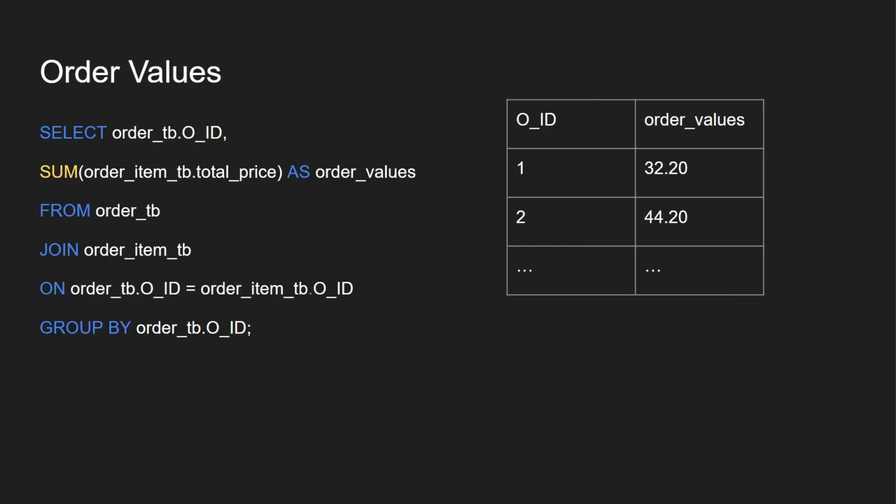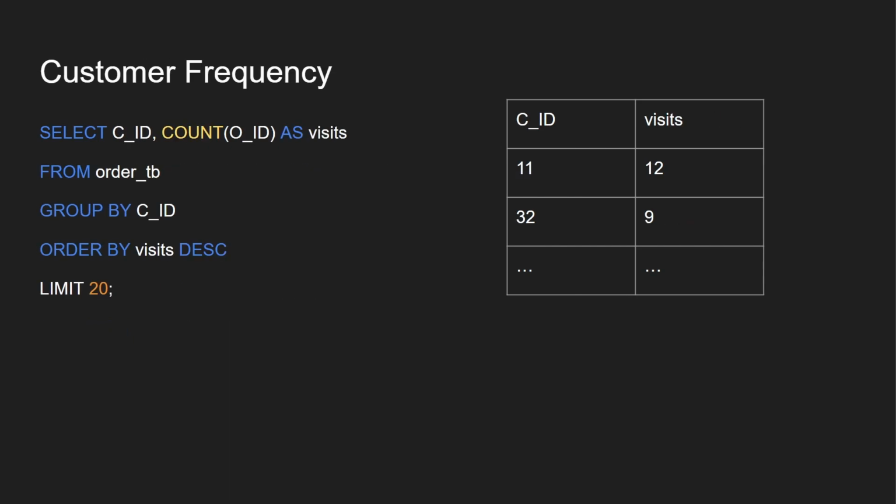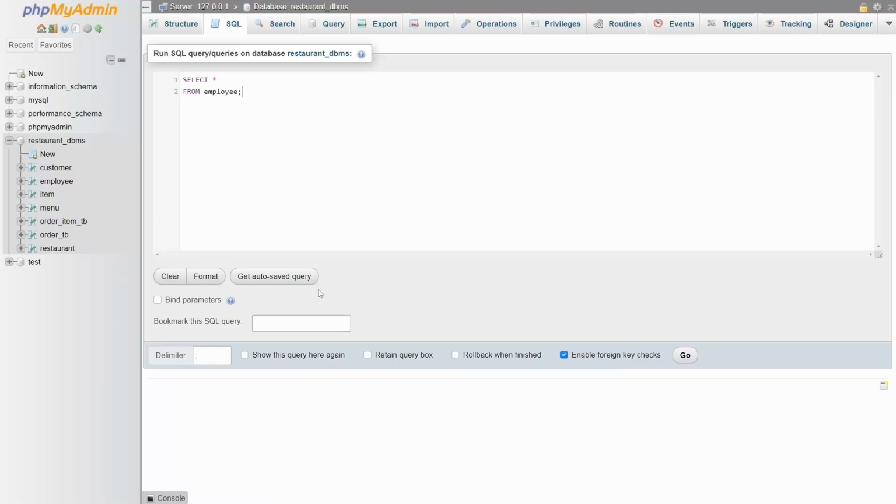We may also find all the order values with this one. We join the order table with the order item table and then group by order ID. We can get customer frequency by counting order ID from order table and grouping by customer ID.